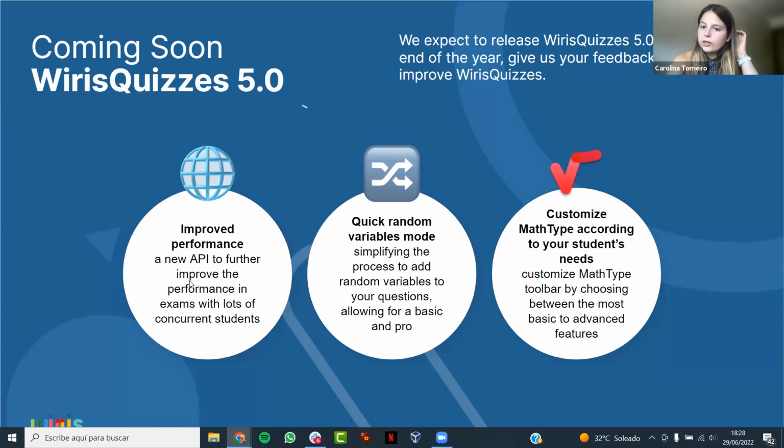Perfect. Then we have a question regarding accessibility from Paul. Currently, our equation features are fully accessible. When it comes to our graph features, at the moment, they are not fully accessible, but this is also something that we would like to look at for next year and include in our roadmap to make the graph features also accessible.